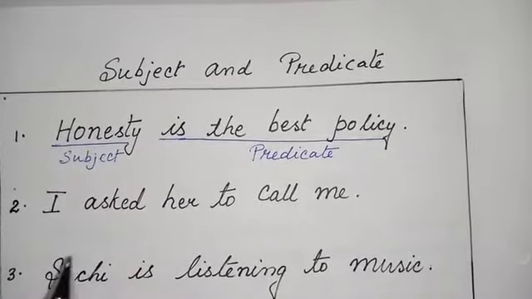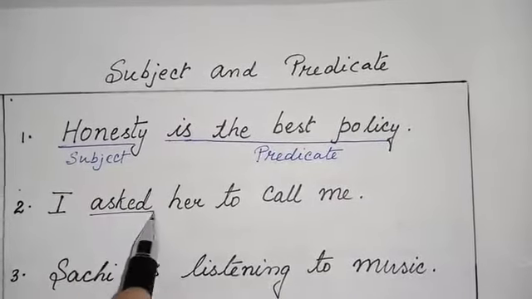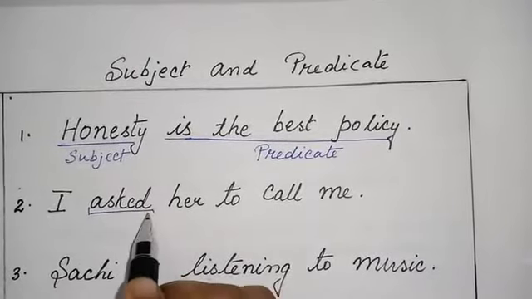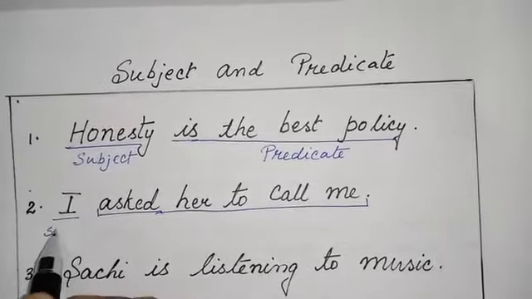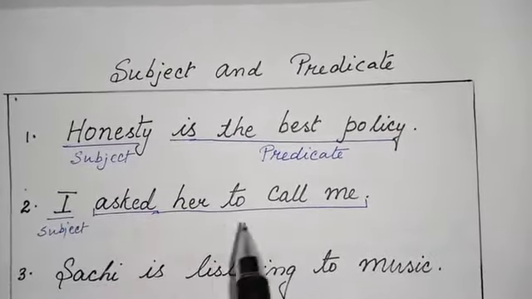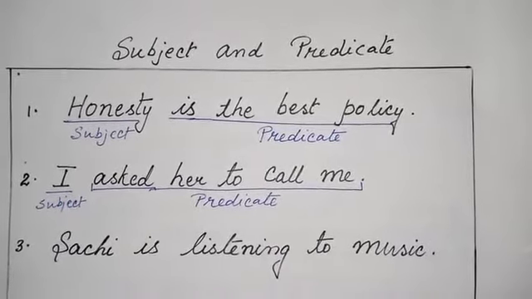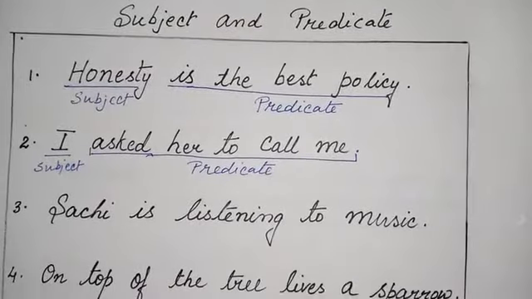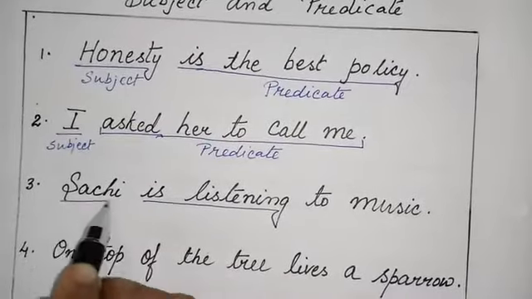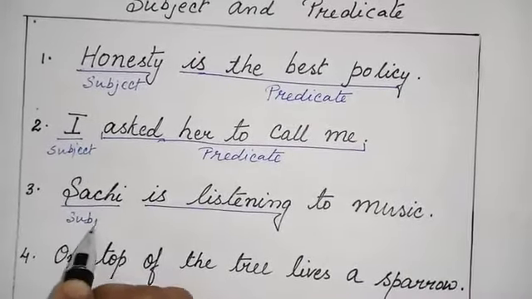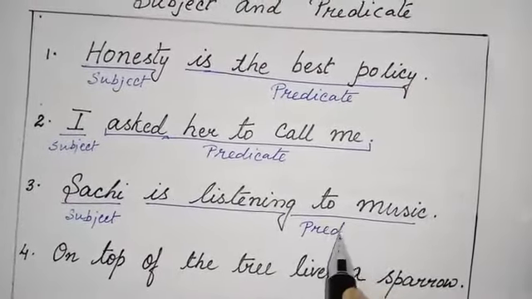Second sentence. I asked her to call me. Verb here is asked. So, who asked? I asked. Quite clear. Subject and the predicate. Sachi is listening to music. Who is listening? Sachi. Subject, and the remaining part is the predicate.